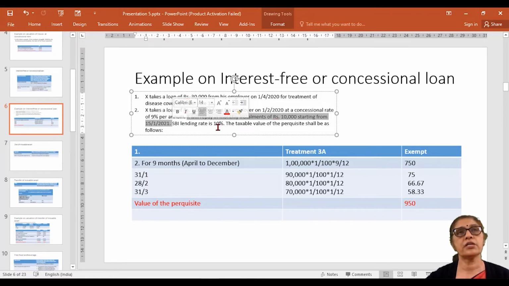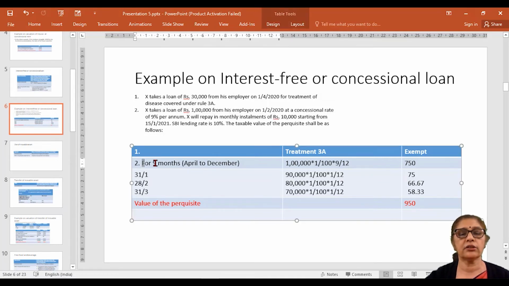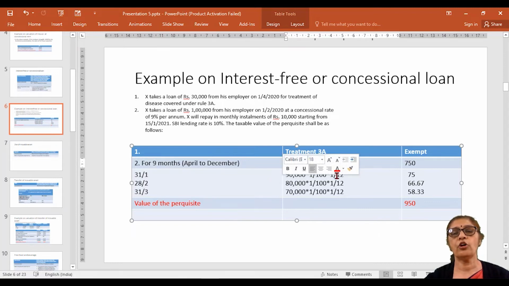SBI rate, 10%. So SBI would charge 10, but your employer is charging 9. So what's your benefit? 1%. So the tax would be paid on the amount of interest calculated at the rate of 1%. Your income is to the tune of 1%. So how do we find out the taxable value? Similar to the example we have discussed, April to December, no repayment. Repayment starts from January. So April to December, your loan is 1 lakh for 9 months. Rate of interest 1%.